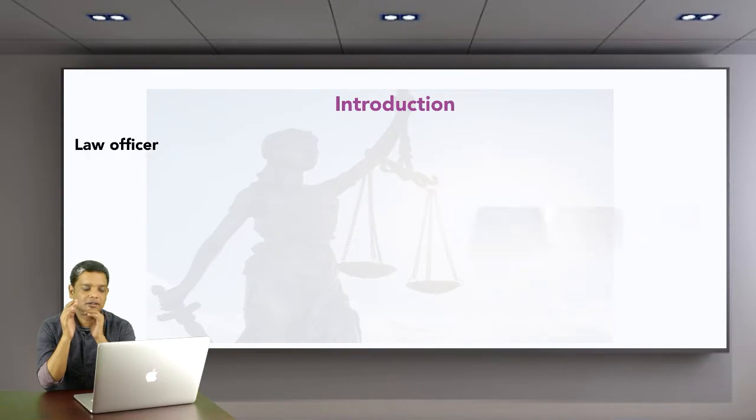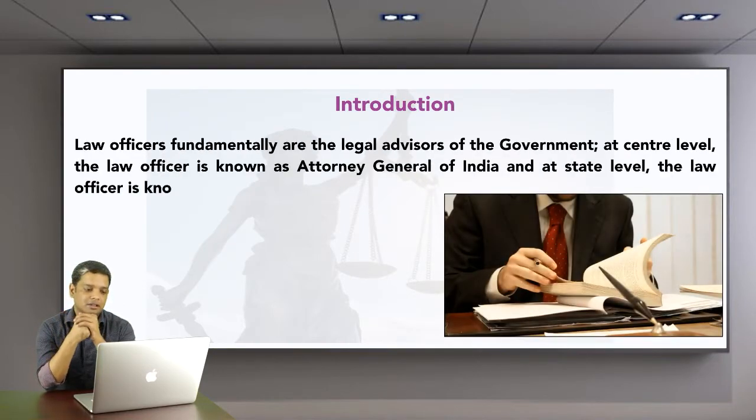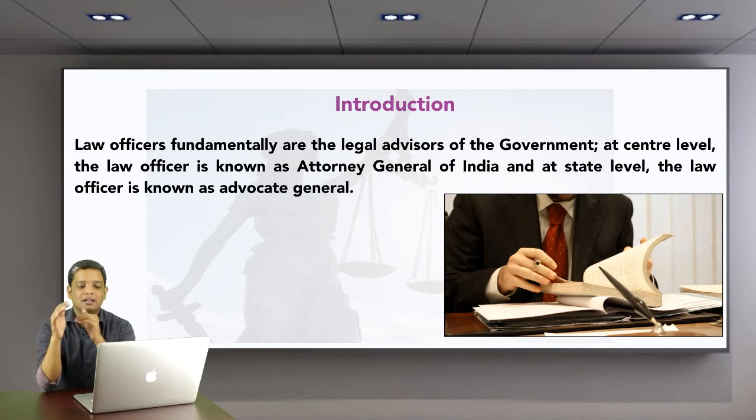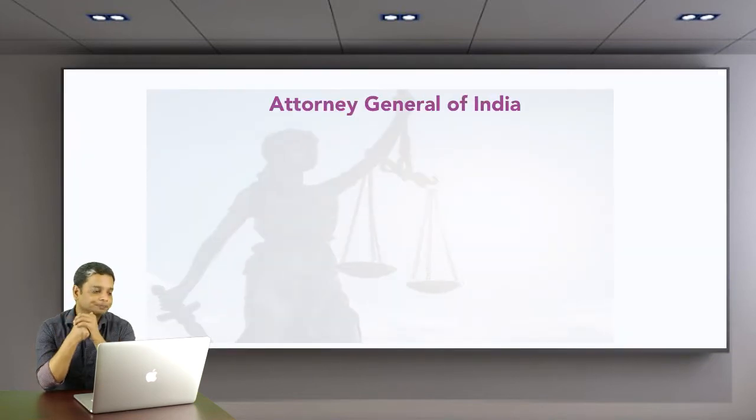Law officers fundamentally are the legal advisors of the government. At the center level, the law officer is known as Attorney General, and at the state level, the law officer is known as Advocate General. So we will discuss one after another. Let's begin with the Attorney General of India.